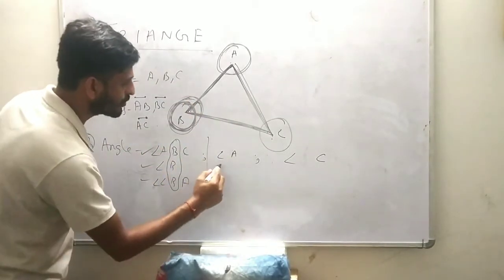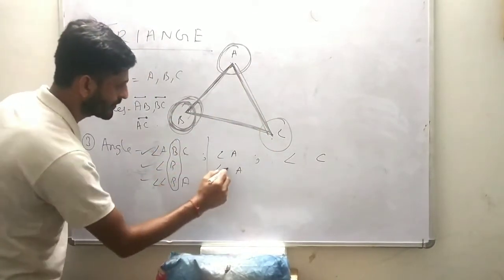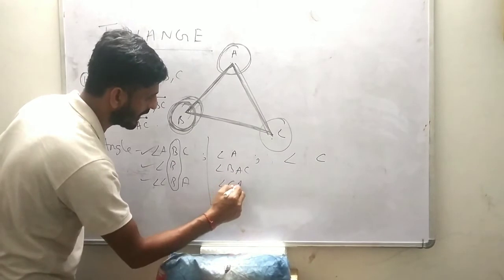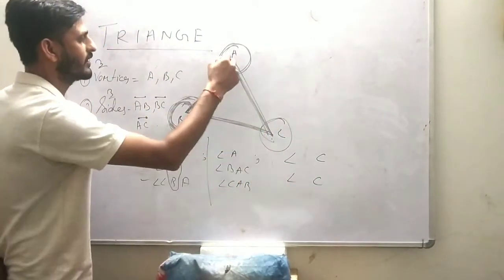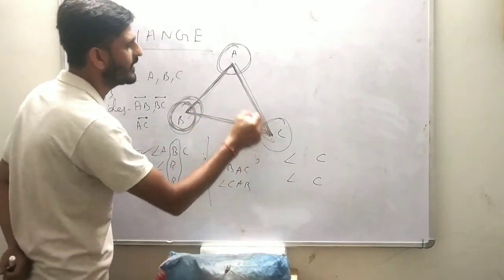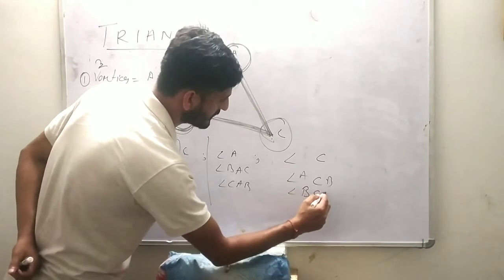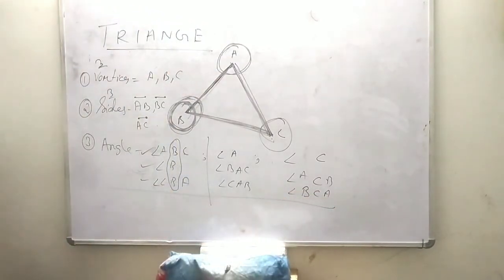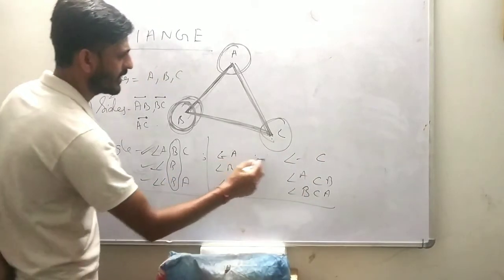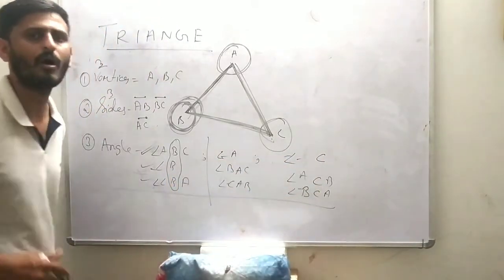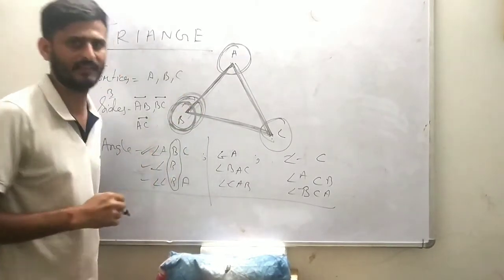About angle A: this is angle A, and you write BAC or CAB. This is angle C, and you can write ACB or BCA. So in this way we can write the angle. Either you write it this way, or this way, or this way. All the ways are correct. The naming is mainly about the vertex.